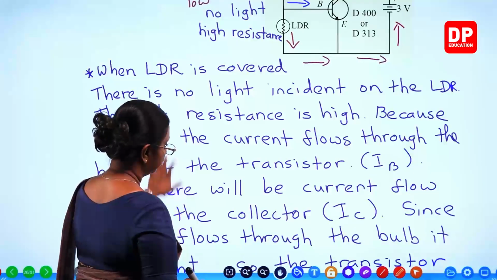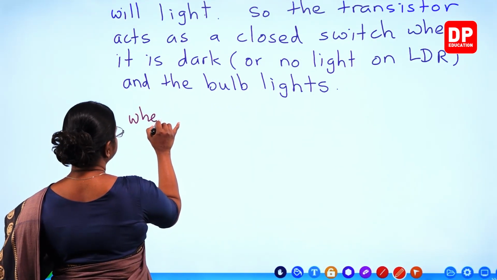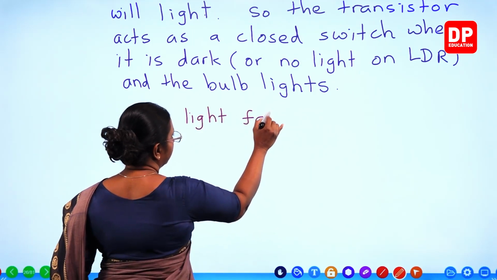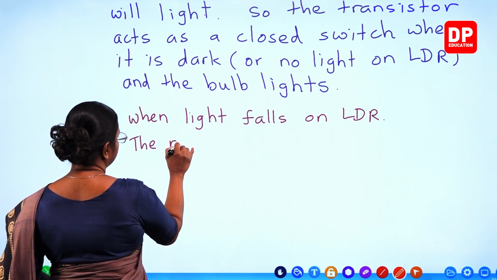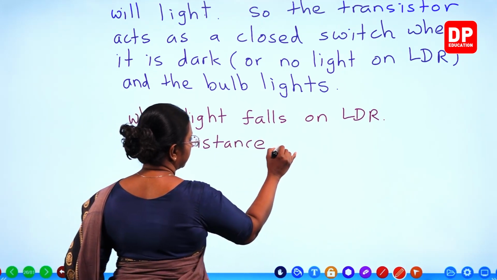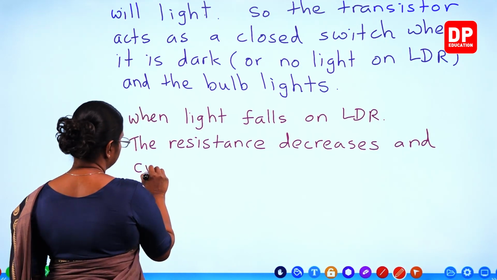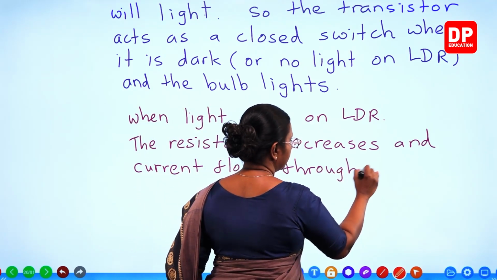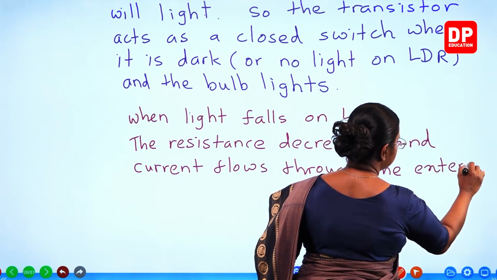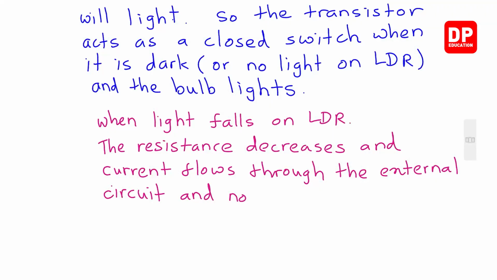So here we have to say, when light falls on LDR, the resistance decreases and current flows through the external circuit and not the transistor.